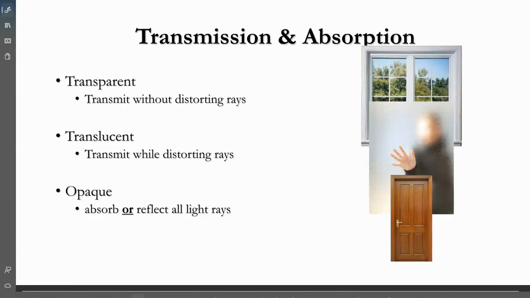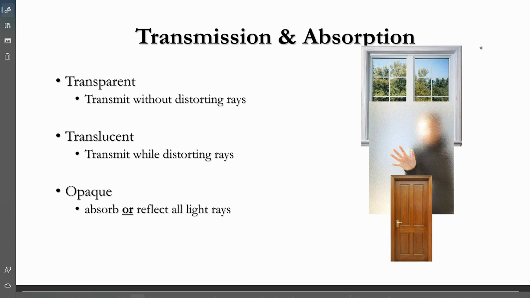Okay. Transmission and absorption. There's a few different types that things can be. Transparent is transmitting without distorting. So transparent, that's like a window. That's the goal of a window, is to transmit without making anything distorted. Translucent, on the other hand, that might be like a fogged shower, or those foggy mirrors, windows that are hard to see through, that kind of distort the picture. You can see a little bit, but it's a little distorted.